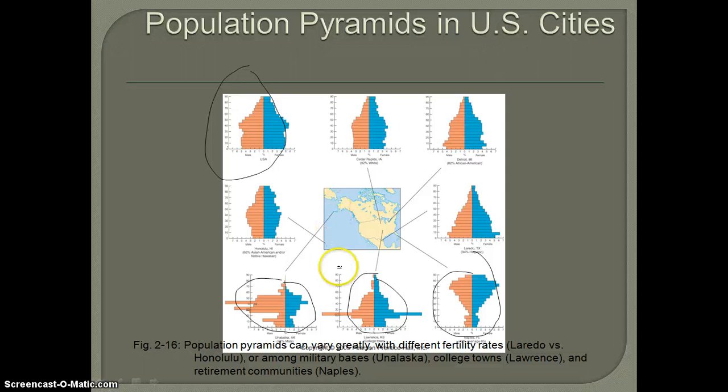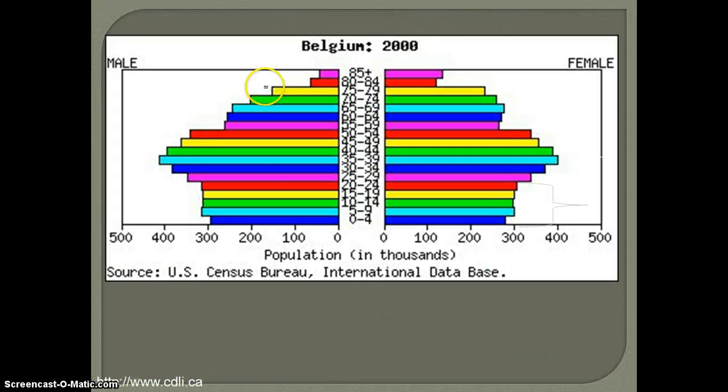But again, this kind of gets to the idea of scale. Depending on which area it is that I'm looking at, I'm going to get different types of population pyramids, even though the population pyramid of the United States looks like this one up here in the upper left.